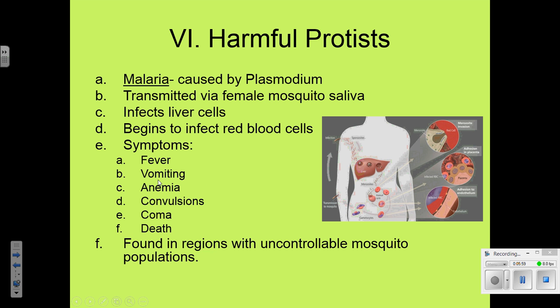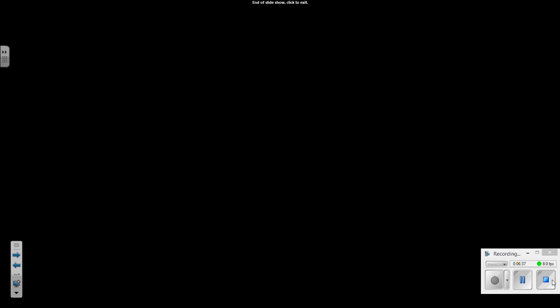Other symptoms: fever would go with this, vomiting, convulsions, which are like muscle spasms where the body starts shaking. And then worst case scenario, it could lead to coma or death. So malaria is a pretty rough disease. Obviously, this is found in regions that have very high mosquito populations. So a lot of those tropical regions where mosquitoes are very prevalent and they like to get the blood from people. So as soon as they bite the person, unfortunately, this protist that was in their saliva gets into the body and starts wreaking havoc. So, all right, and that's it for section 4.